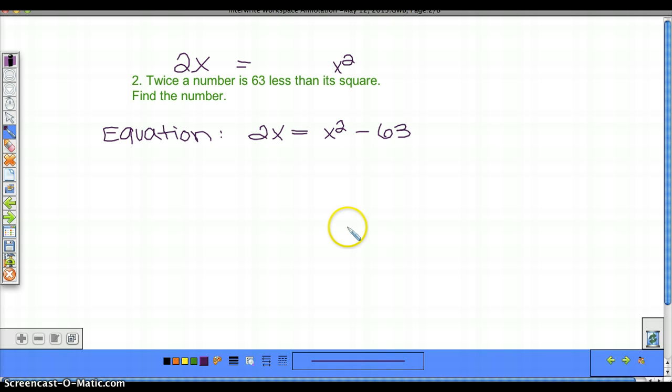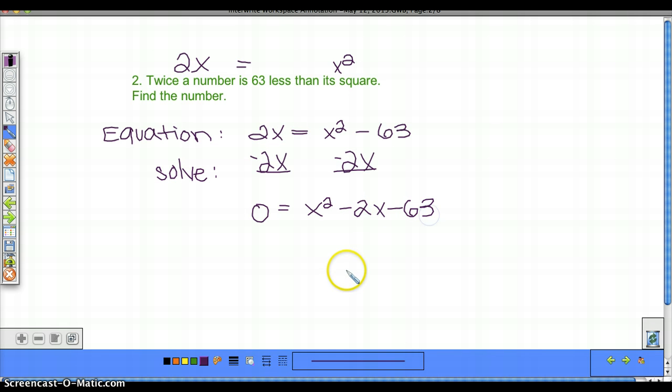Now we need to set this up in order to factor it, so we're going to subtract the 2x over. Now we're just going to solve it. If we subtract the 2x to both sides, I'm going to write this in our standard order. So I have 0 equals x squared minus 2x minus 16. Now it's ready to factor.